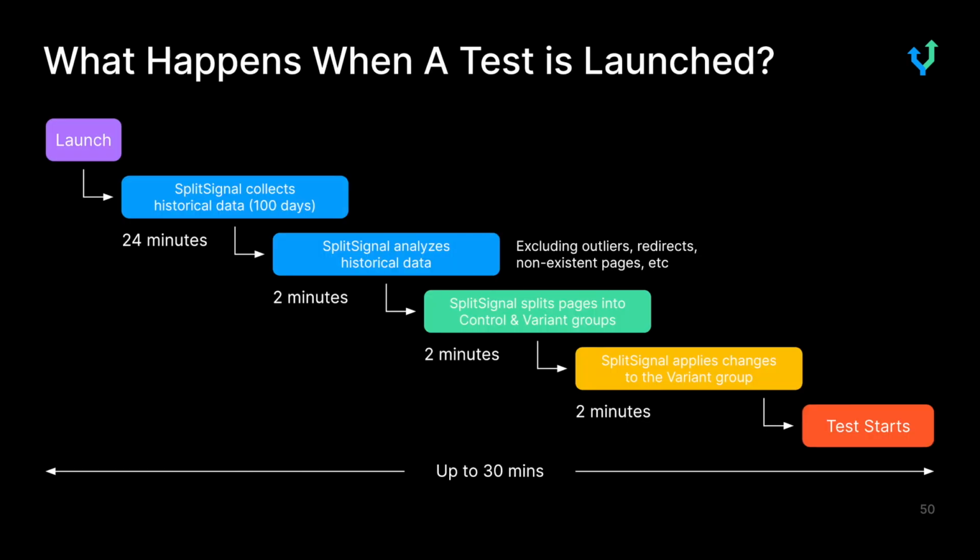Once you press launch, a few different things will happen. First, SplitSignal will go back and collect the last 100 days of historical data for your test group. Next, SplitSignal will analyze that data and exclude pages based on whether they're outliers, redirects, non-existent pages, and make sure that the test group pages are the best for testing. Then SplitSignal will take that information and split your pages into the control and variant group without using a data science team. Finally, SplitSignal will use Google Tag Manager to apply the changes to the variant group and start the test. This usually takes about 30 minutes after the launch of the test.